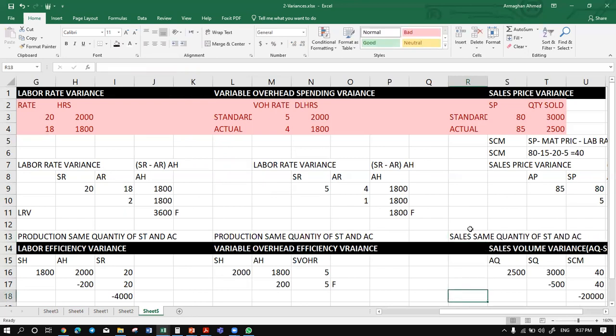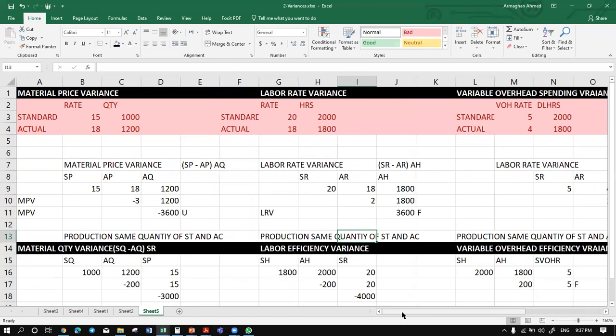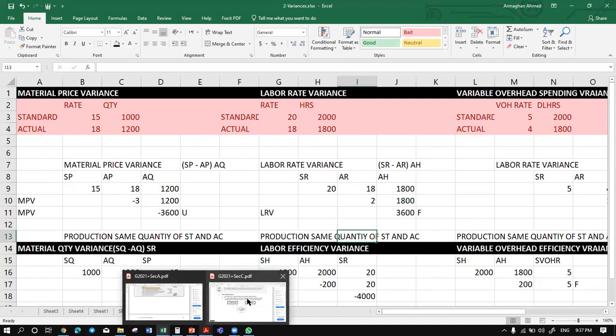So we have here, I told you already, the same quantity, right? So material, labor, variable overhead, and sales variances we have done. Fixed overhead variances are a little different, so we will also do that if we get time today. Let me go ahead. We should do some practice. Okay.